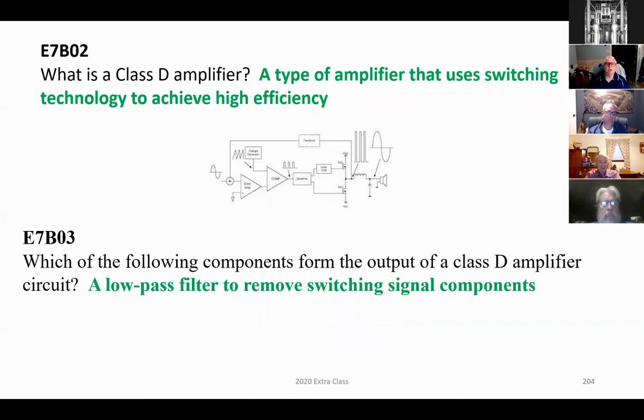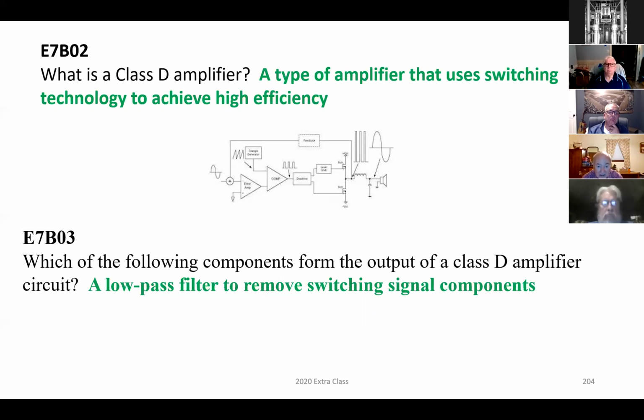All right. What is a Class D amplifier? A type of amplifier that uses switching technology to achieve high efficiency. And this is a little schematic drawing of basically what that would look like.